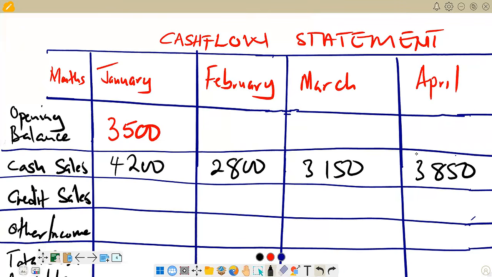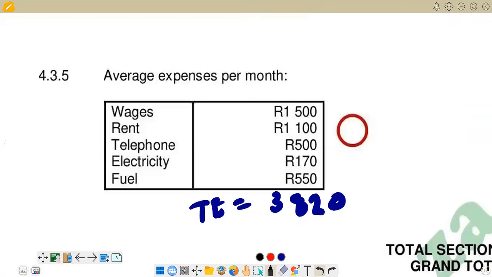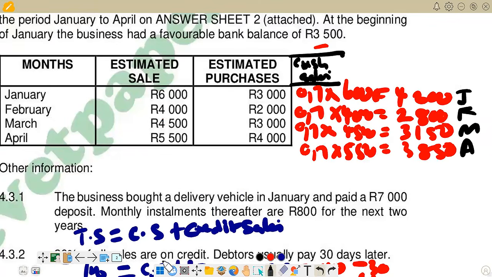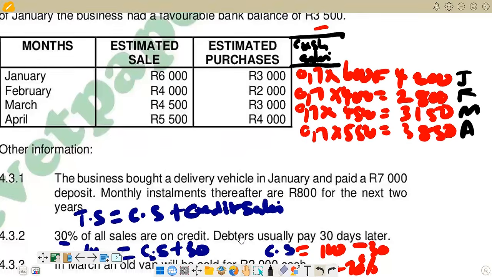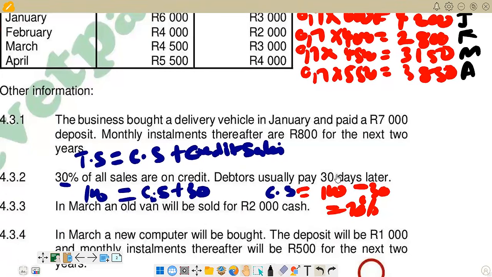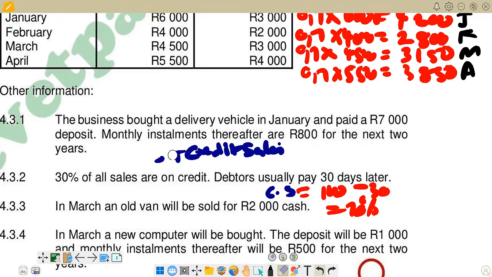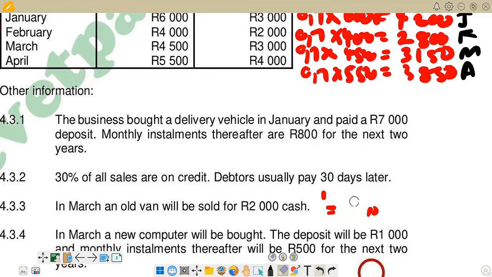And then obviously now we go to credit sales. But there is an instruction again that is there in terms of credit sales. Let's go back. You'll see that there we are also given an instruction in terms of credit sales. Let's see what they are saying about this credit sales. So we are still on 4.3.2. We're going to go through that statement and try to see what it is saying.